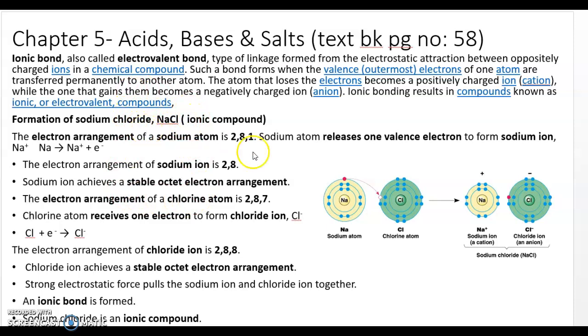An example is given about sodium. Sodium's electronic configuration is 2, 8, 1. It gives up one electron and its electronic configuration becomes 2, 8, so that is a stable electron arrangement. Chlorine's electronic configuration is 2, 8, 7. It accepts an electron and gets converted into a chloride ion, and its electronic arrangement is 2, 8, 8. That is a stable electron arrangement. So there is a strong electrostatic force which pulls the sodium ion and chloride ion together. So an ionic bond is formed. Sodium chloride is an ionic compound.